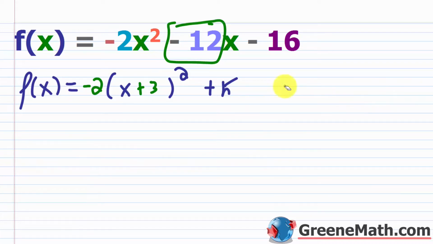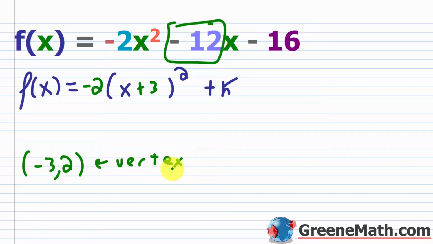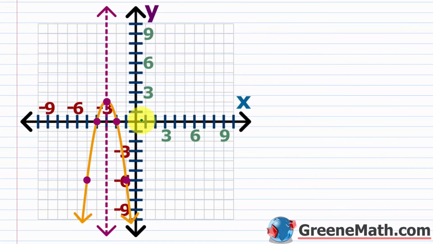So let's write this down here. So it's negative 3 comma 2. Again, that's my vertex. And let's go ahead and write this as a 2 right there. So let's go ahead and plot negative 3 comma 2. So we would have negative 3 comma 2 right there. That's your vertex. Then again, your axis of symmetry is going to go through that vertex. So the x coordinate is negative 3, so x equals negative 3 is the axis of symmetry.